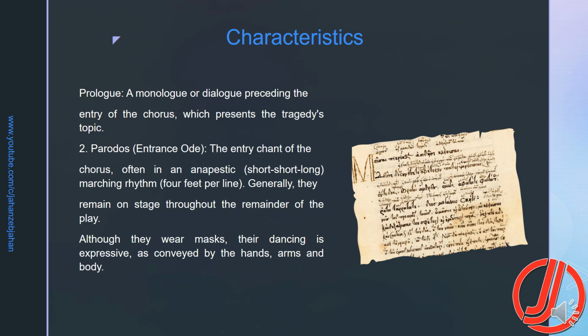A tragedy was based on these five elements. First of all, there was a prologue. So in a tragedy, a monologue or dialogue preceding the entry of the chorus, which presented the tragedy's topic. So the chorus would come on the stage and tell the audience what the topic of the tragedy is. The second part was parados, which was an entrance song. So this was the entrance song of the chorus, in which the chorus comes on the stage and remains afterwards on the stage and represents the public. They are wearing masks and their dancing is expressive.